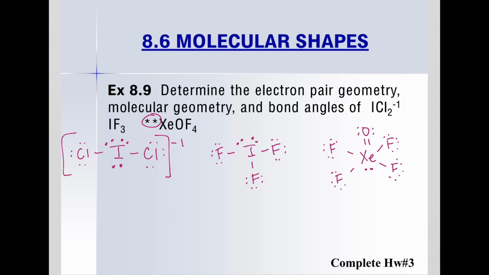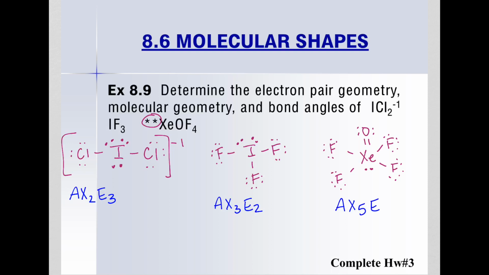But if we do our AXE notation for these, we'd see that this first one would have 2 attached atoms and 3 lone pairs of electrons. The next one has 3 attached atoms and 2 lone pairs. And then our final one has 5 attached atoms and 1 lone pair of electrons.